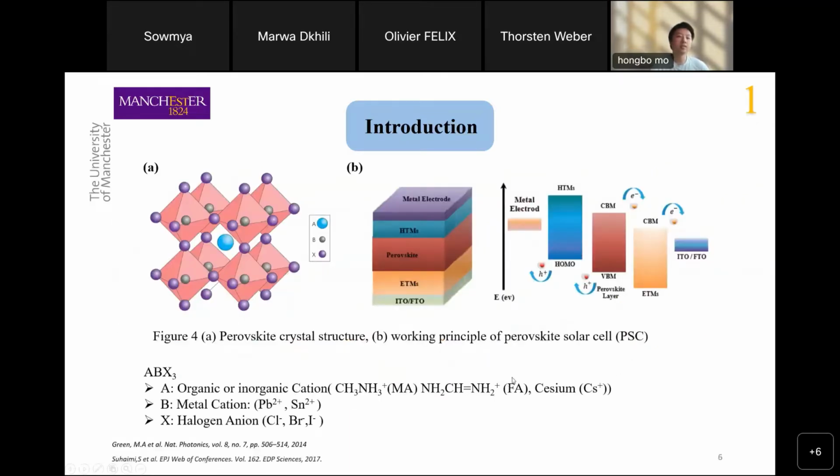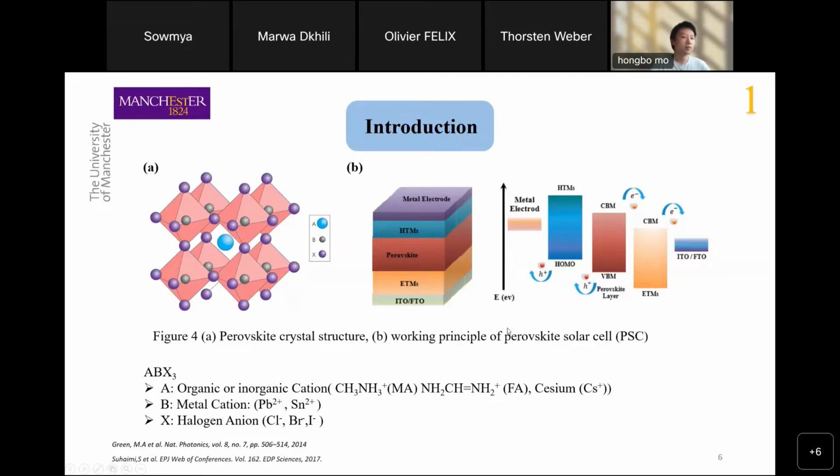So perovskite is a class of materials that has a crystal structure of ABX3, where the A site is an organic or inorganic cation, the B site is a metal element like tin and lead, and the X site is occupied by a halogen element like chloride, bromide, and iodide.